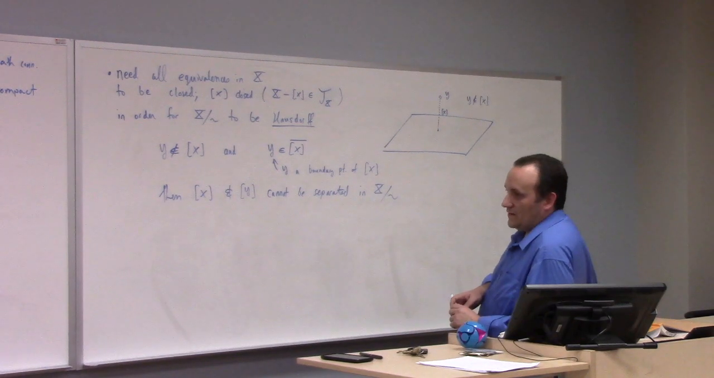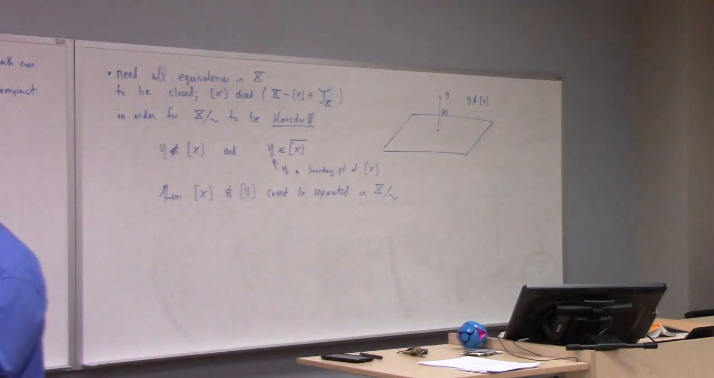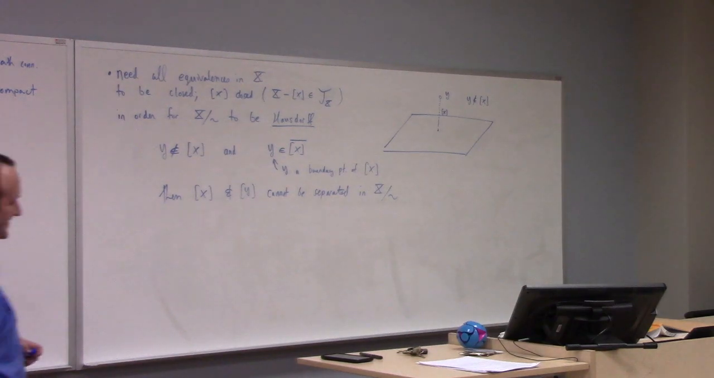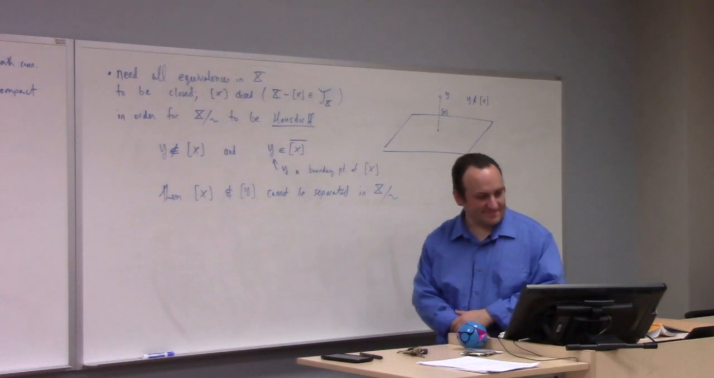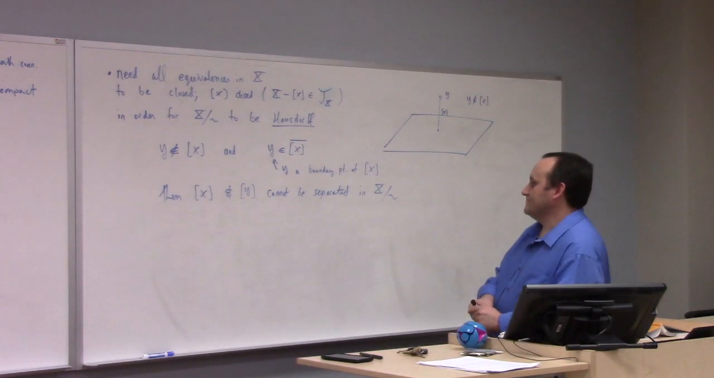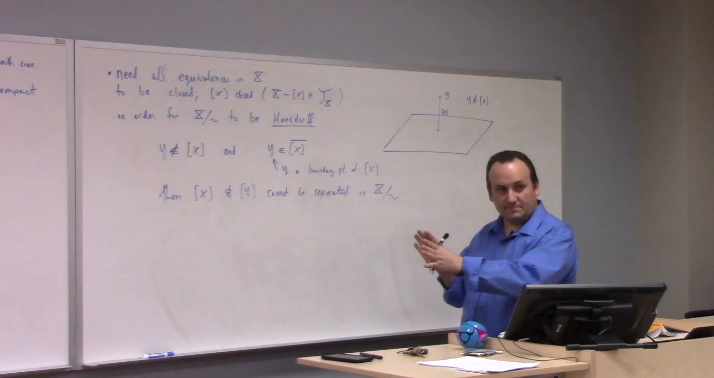Can you guys help me explain why that is? I mean, it made sense to me when I read it, but I wonder if I was tricking myself into thinking I understood when I didn't really understand. Let's see here. What would it mean for these? Let's suppose that they're separated in the quotient. What would that mean?